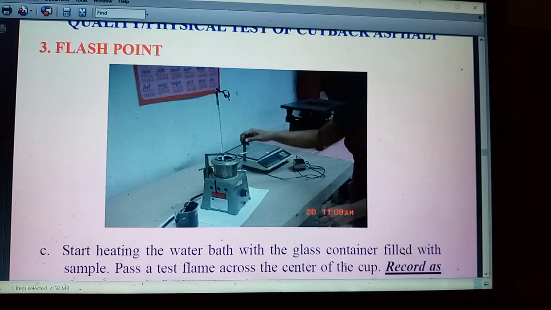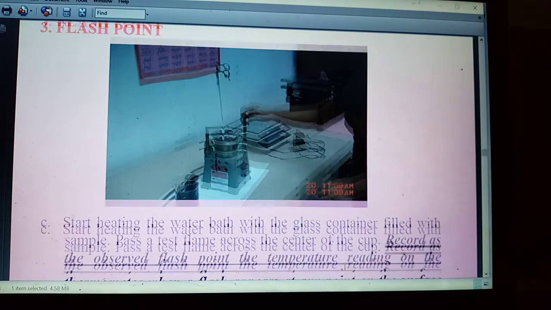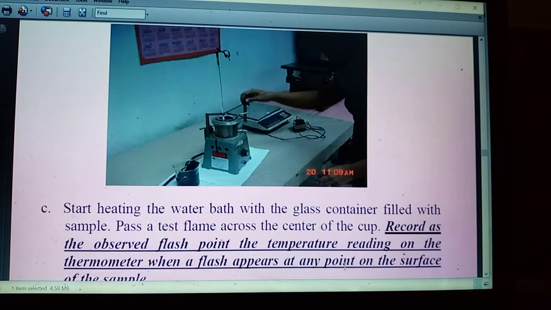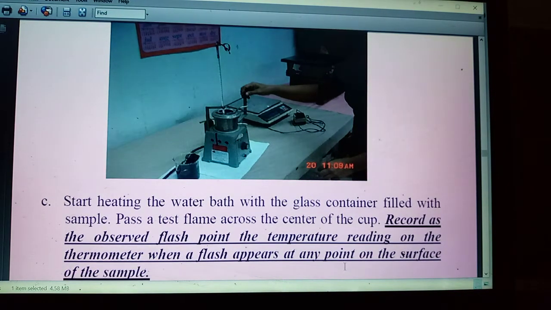Ganun pa rin doon sa emulsified, pareho lang sila. Then, record the observed flashpoint temperature reading. So, i-observe mo kung kailan nag-flashpoint, yung parang umilaw siya. Yung temperature reading niya, yun na yung flashpoint mo, in degree centigrade.